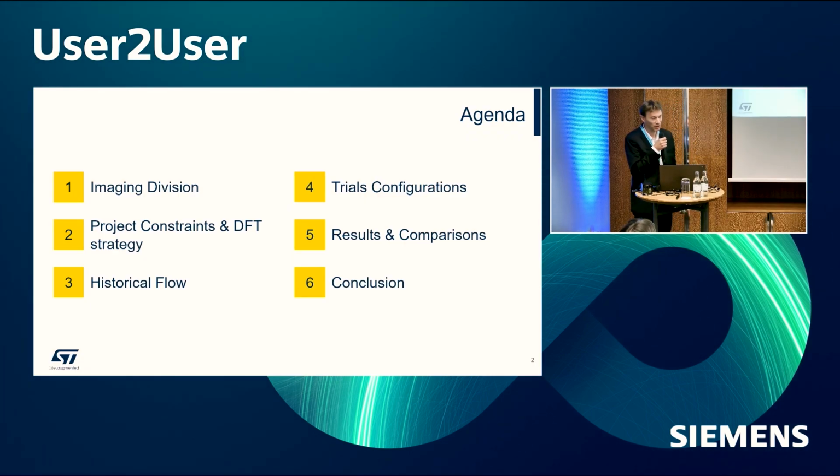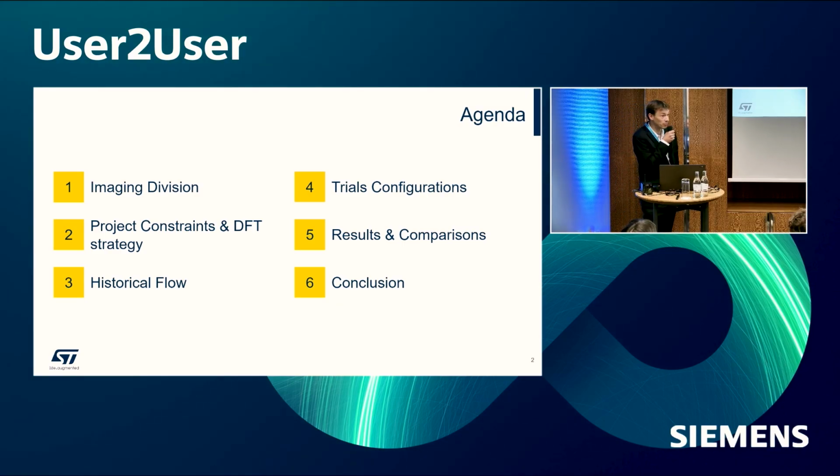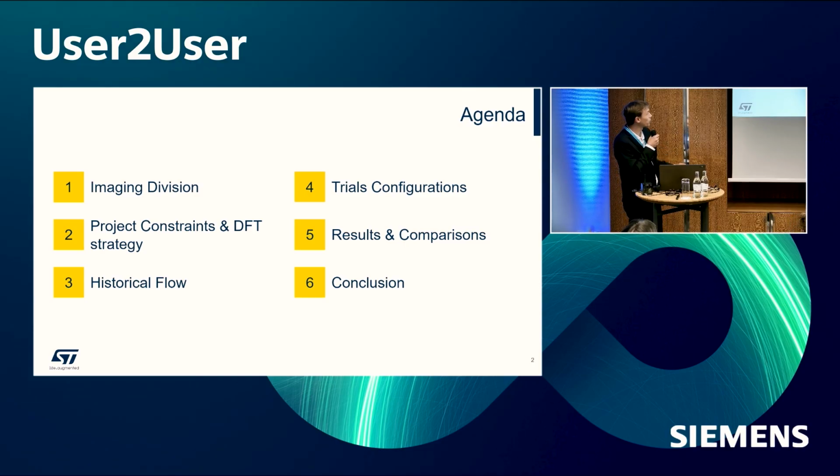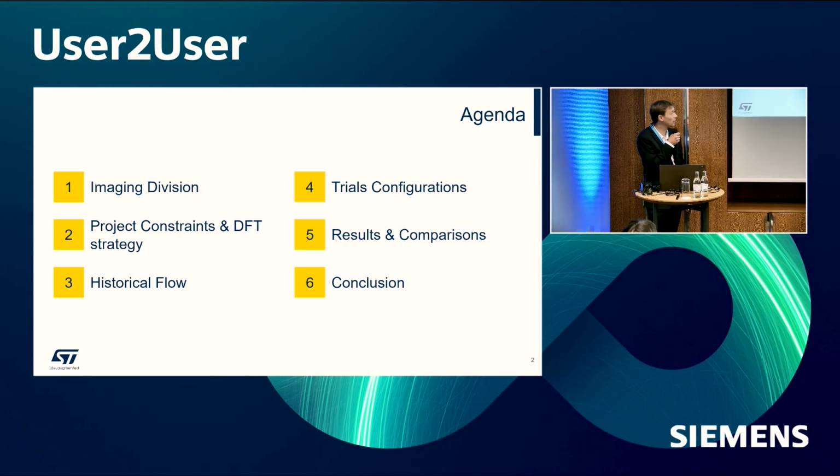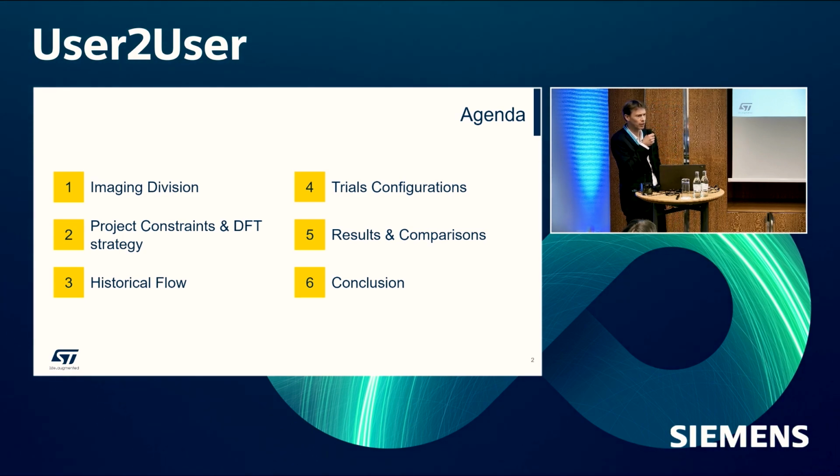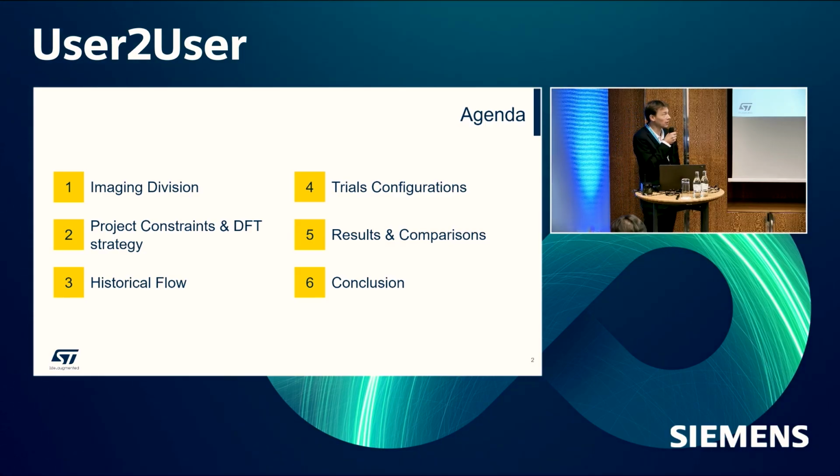This is the agenda. We are first going to present the ST imaging division. It's a very important division in STMicro. We'll then talk a little bit about the project constraints and the corresponding DFT strategy. They have very specific constraints to deal with. And we'll talk then about the historical flow, so what they have been using for years now. By the way, ST Imaging Division has been a long-time user of Tessent tools. They are doing 10 to 15 tapeouts each year, so it's a lot. And they're today doing all their DFT insertion with Tessent.